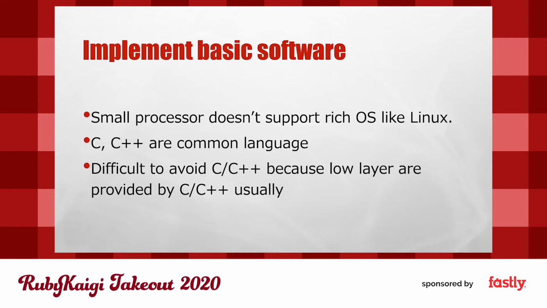So ESP32, it's a very small processor. So this doesn't support a rich OS like Linux, Windows. For these processors, C and C++ are the common languages. We need to use it. That's why it is difficult to avoid C or C++, because the low layer library is usually provided by C or C++, unfortunately.